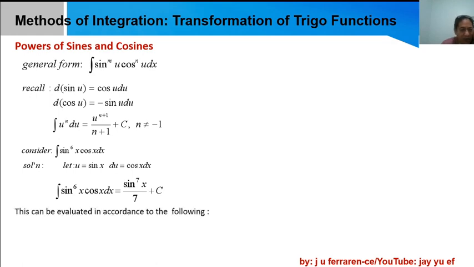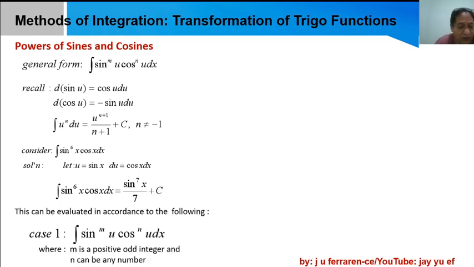So, the transformation is in accordance with the following. We have three cases to consider. Case 1, in our general form, the power of our sine function is the one containing a positive odd integer while n can be any number. If we say it's any number, there is even a possibility that your n becomes 0. So what is important here is that there is a sine function with a positive odd integer power. So it may be that only the sine function appears in our given, that is, if your cosine has a power of 0. But any number can be used as a power of a cosine.